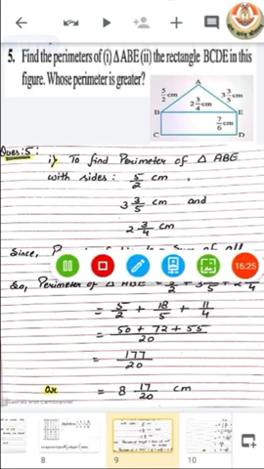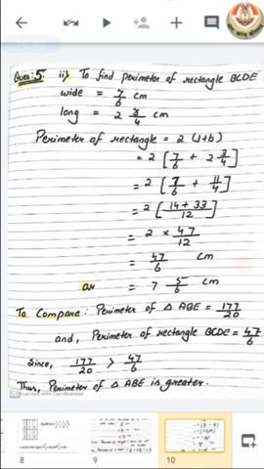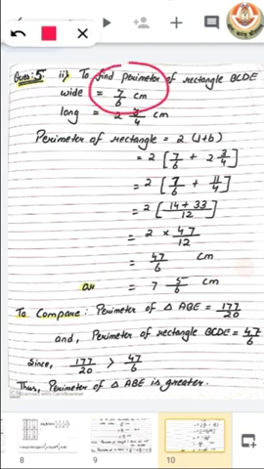Now the second part of this question is that we have to find the perimeter of rectangle BCED also. Then we have to give the answer as to whose perimeter is greater. So let's move on to the second part and find the perimeter of the rectangle. For this we know that the width of the rectangle is 7/6 and the length of the rectangle is 2 3/4. So just put the values in the formula for the perimeter of a rectangle.